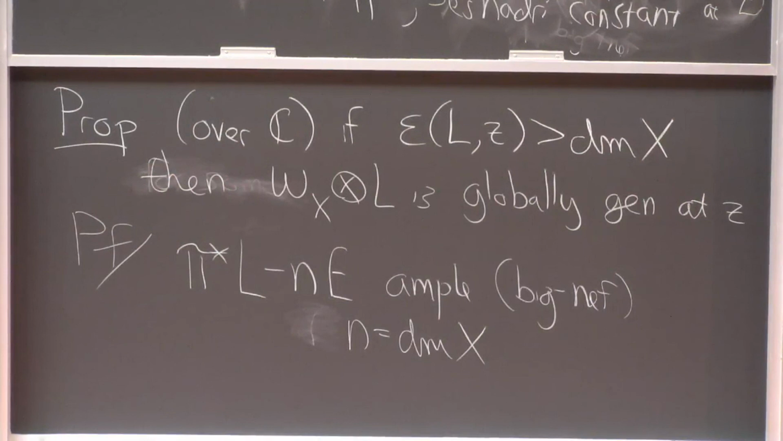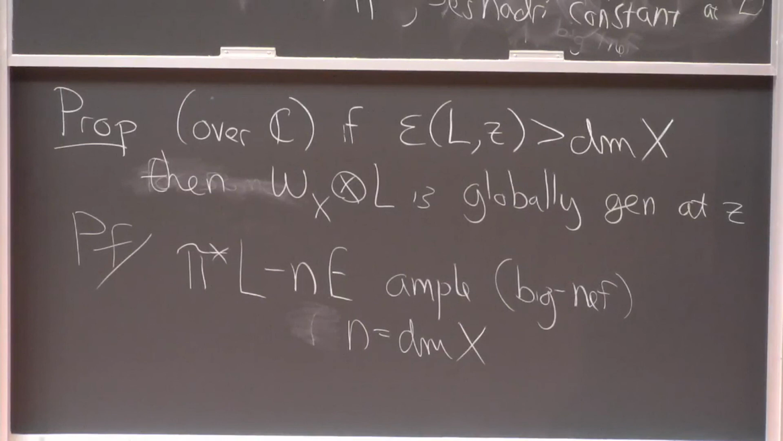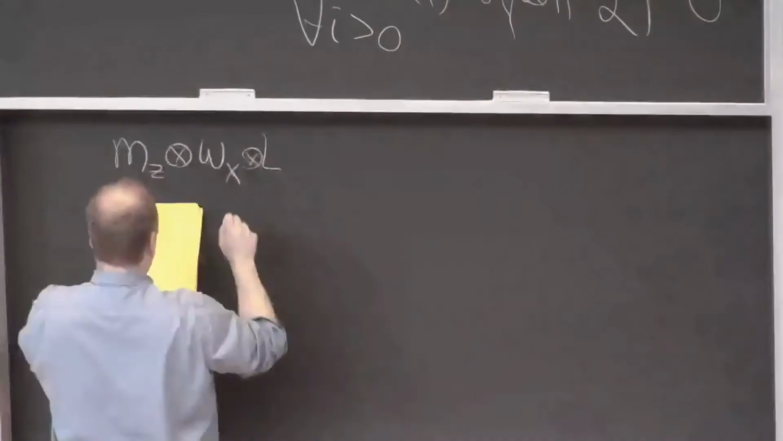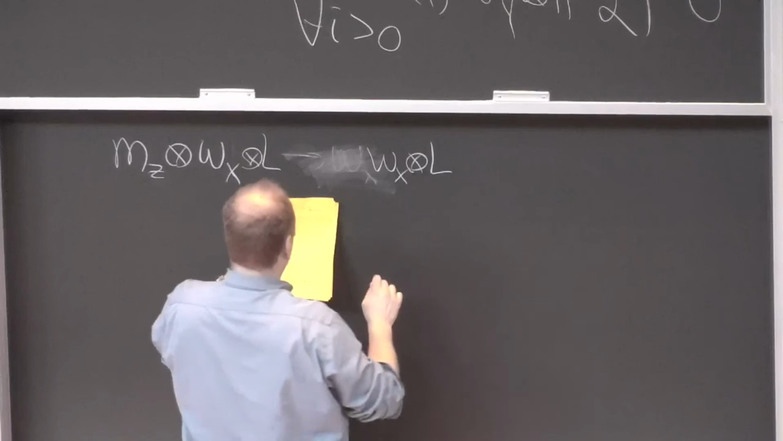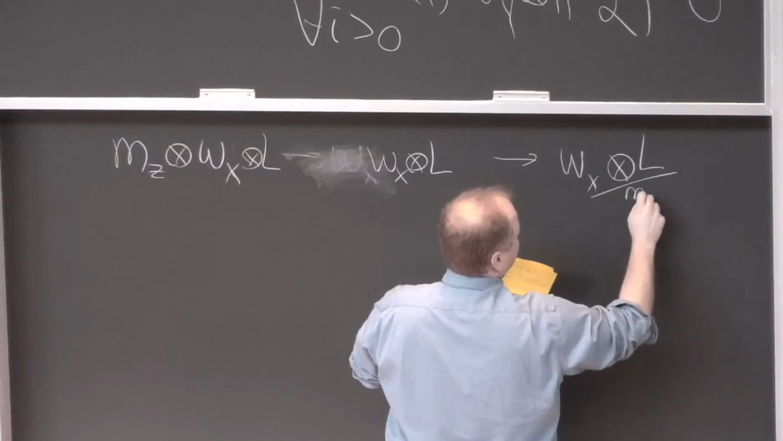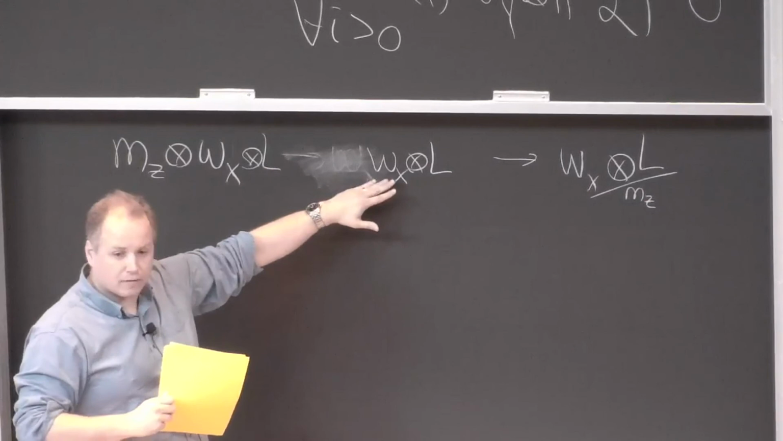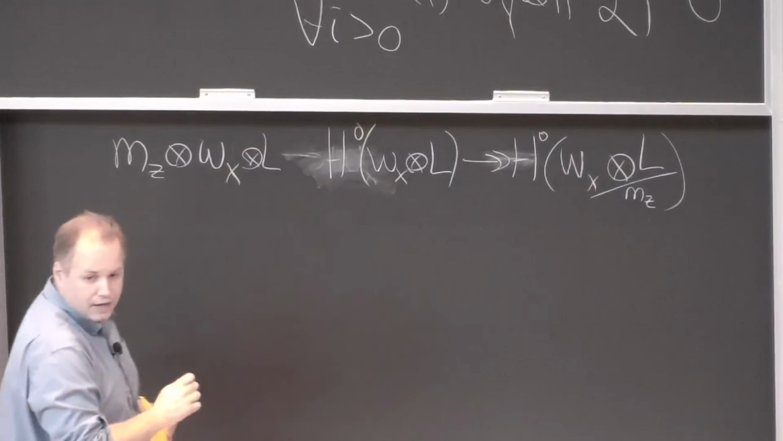So how am I going to prove this? Well, the proof is just a big diagram. I'm going to write it down. I should have put it here, so then I could have shown you all instantly. That would have been more convenient. Okay, so the trick is, if I take the maximal ideal at Z, I tensor up with omega X, and I tensor up with L, and of course this lives inside omega X tensor L, and this guy maps to omega X tensor L, this whole thing mod the maximal ideal of Z. To show that this is globally generated at Z, I need to show that this map on global sections surjects. That's what I'm aiming for.